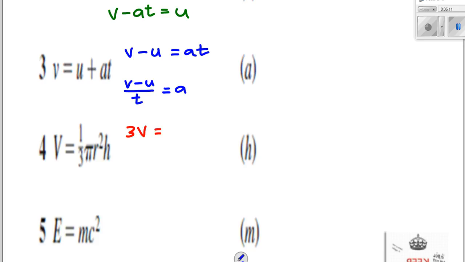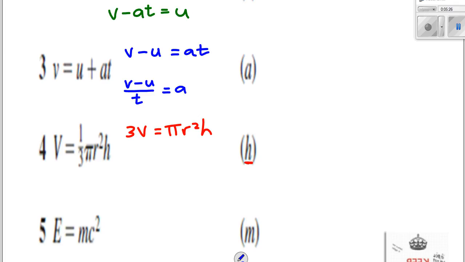So I'm going to do it in steps. I'm going to deal with the fraction first. So dividing by a third is the same as timesing by 3 over 1, equals pi r squared h. And then just try to remember what they want us to find as the subject. They want us to find h as the subject.